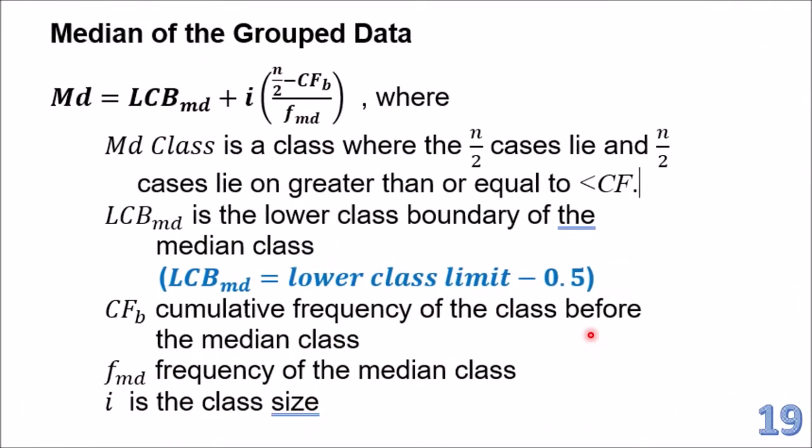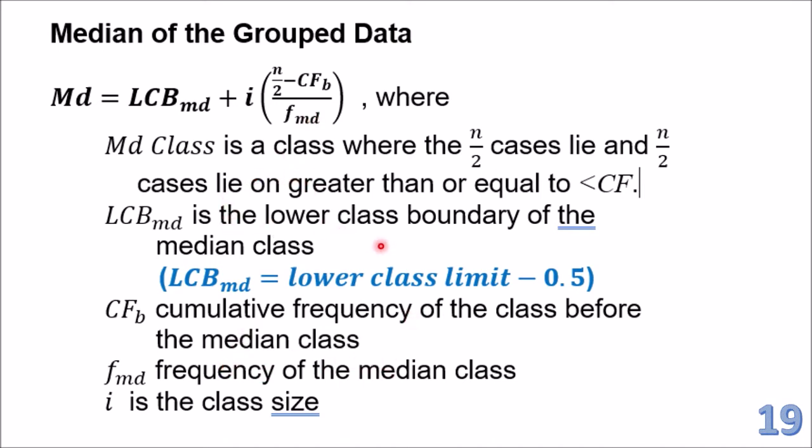Now, next, let's go to the median of the group data. So, sa median, ito yung ating formula, LCB of the MD. Ibig sabihin yan, lower class boundary of the median class. So, identify muna natin yung median class bago natin ma-identify ito. And then i, yun pa rin yung i, the class size, N over 2. Usually, ito yung mag-identify kung nasaan yung ating median class. And then CF, what is this CF? Cumulative frequency of the class before the median class. And then f of the median class, meaning frequency of the median class.